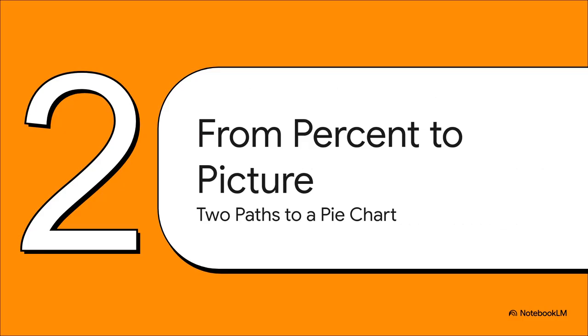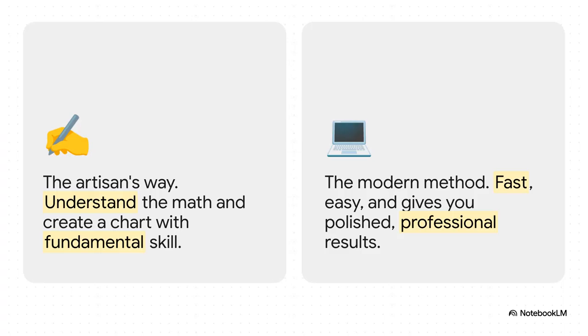So, the big question is, how do we get from that list of numbers to this really powerful picture? Well, it turns out there are two main paths to creating the perfect pie chart, and we're going to explore them both. On one hand, you've got what I like to call the artisan's way, making a chart by hand. This really forces you to understand the math behind it all and connect those numbers to actual physical space. It's a fantastic fundamental skill. And on the other hand, you have the modern method, using a computer. It's ridiculously fast, easy, and gives you those polished professional results that are perfect for reports.